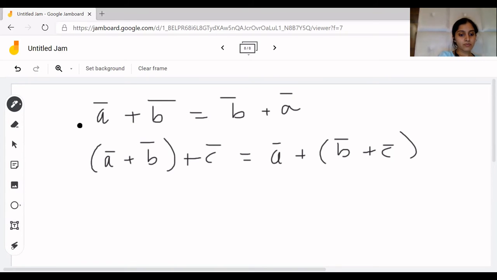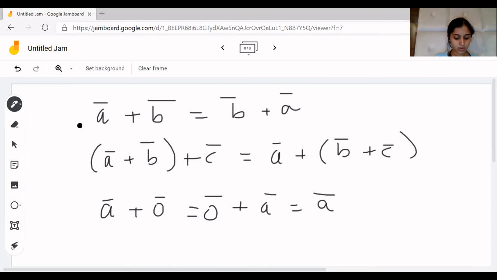For any vector, if we have a bar plus the zero vector, or 0 bar plus a bar, then the answer is the vector itself. Okay, the zero vector is called the additive identity for vector addition. For any vector, if you have the negative vector added to it, what will be the answer? It will be zero vector.